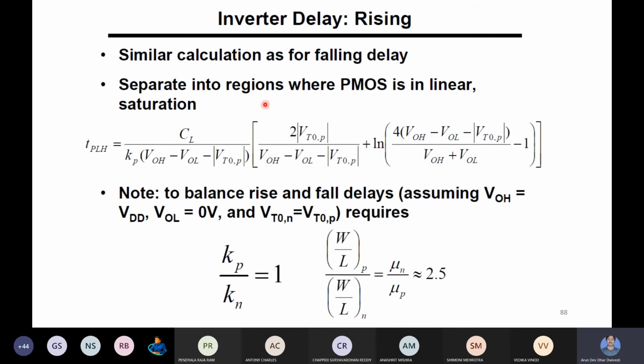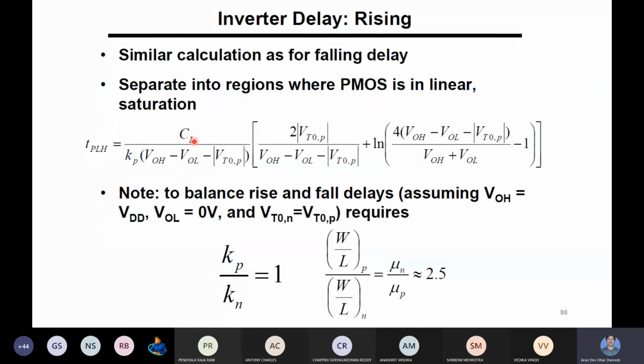And for the rise time, I am not giving detail here, but during the rising edge, TPLH can be calculated. During that time the PMOS will be on and the NMOS will be off. Initially the PMOS will be in saturation. After some time, when VGS falls below VT, the mod of VTP, it becomes linear region. Similar calculations apply for that part.